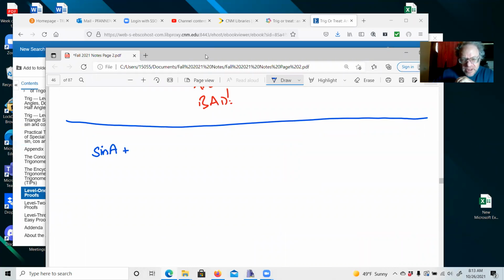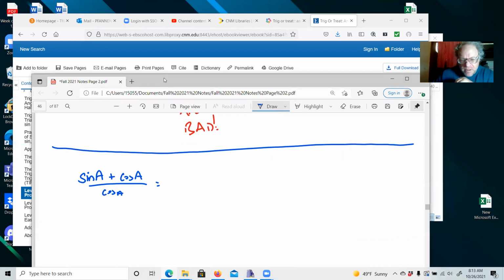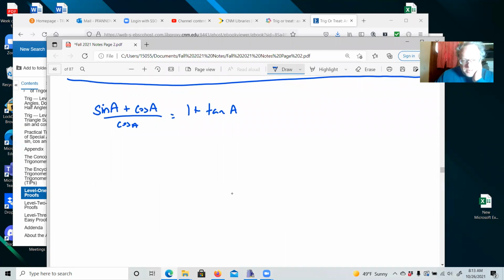This is sine over cosine plus cosine over cosine. So sine A over cosine A divided by cosine A is equal to, all right, 1 plus tangent of A. So the kind of thing I want you to do is we're going to say, okay, this is sine A over cosine A plus cosine A over cosine A.